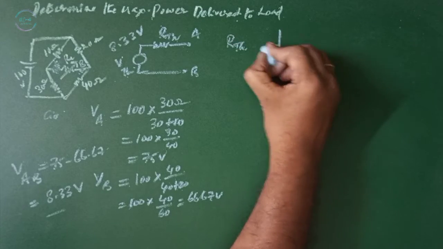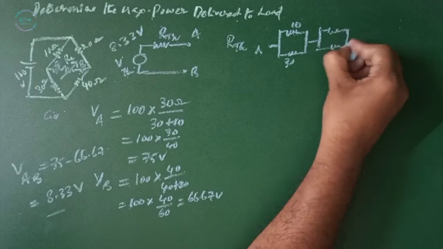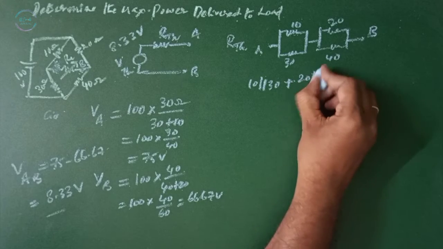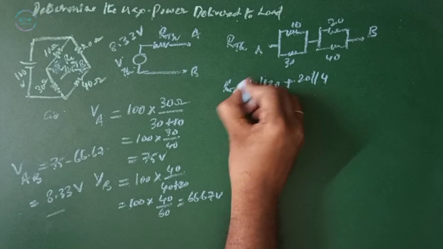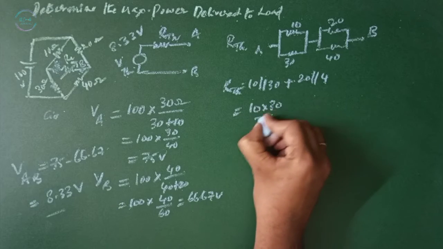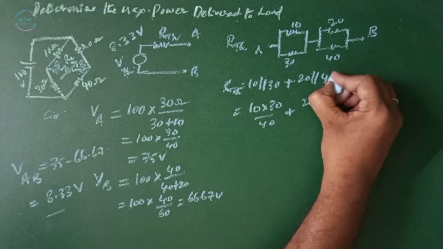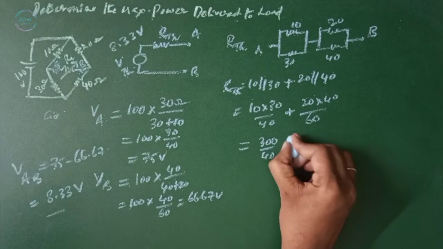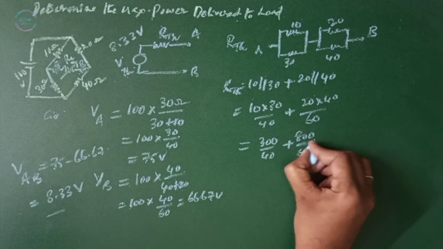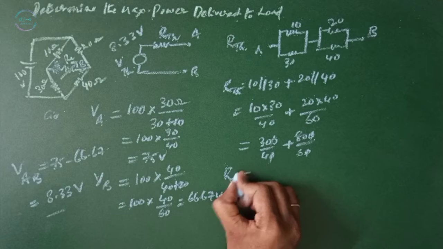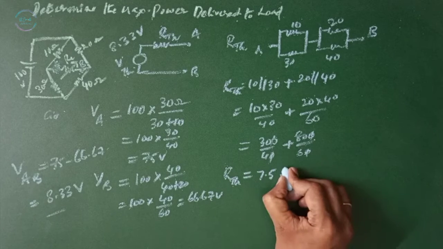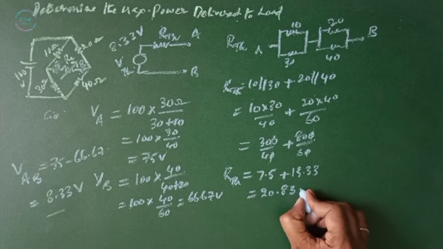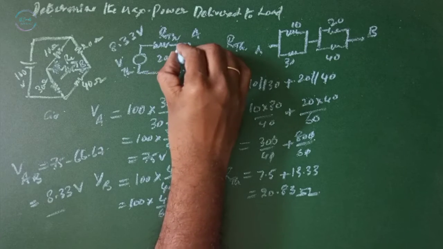Now we need to find RTH. Redraw this. Then 10 and 30 in parallel plus 20 and 40 in parallel. This is RTH. That equals 10 into 30 by 40 plus 20 into 40 by 60. 300 by 40 plus 800 by 60. Then RTH equals 7.5 plus 13.33, which equals 20.83 ohms. So this is 20.83 ohms.